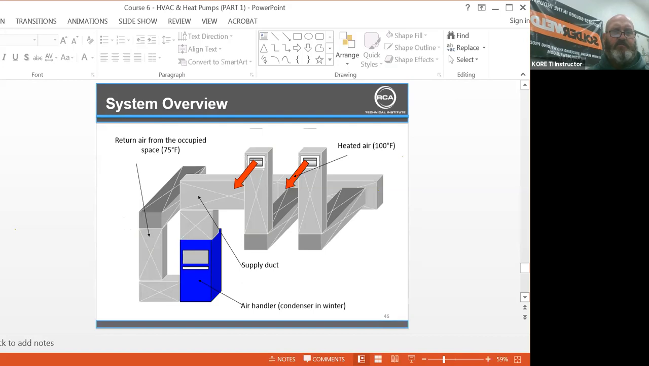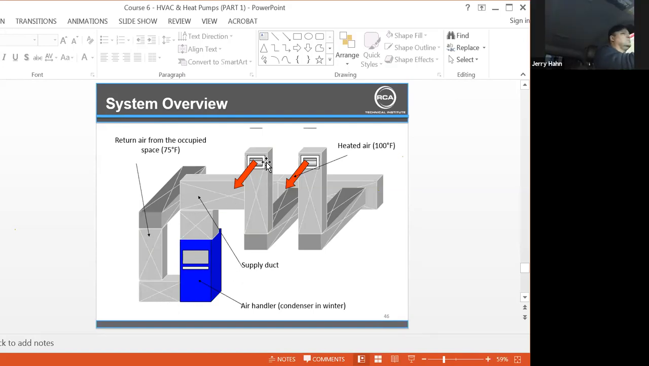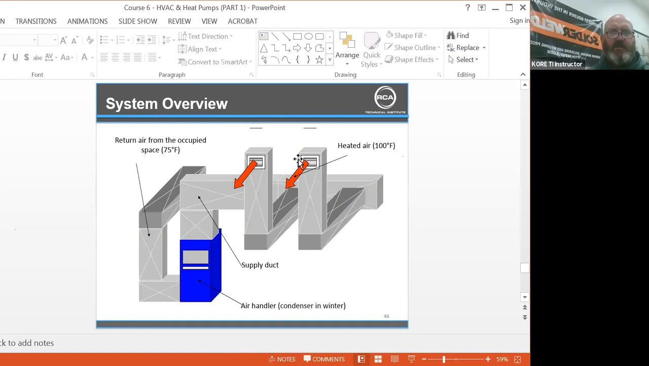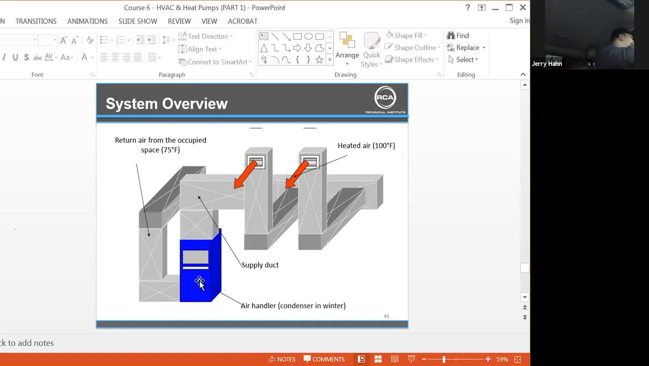System overview. There's your return air from the conditioned space. This looks like supply registers, heated air at 100 degrees, air handler or the condenser in the winter.